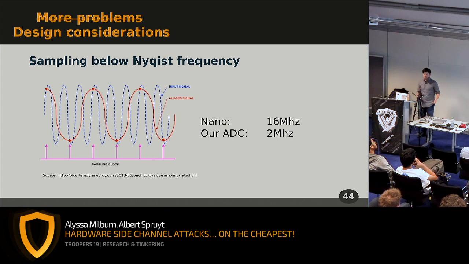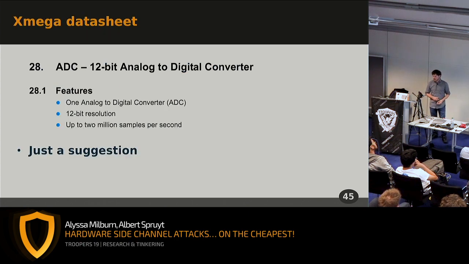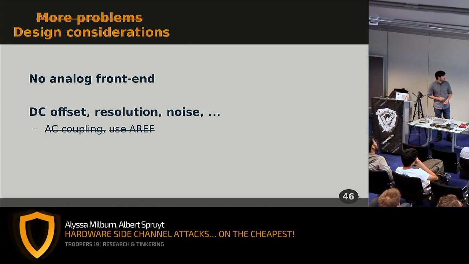So how are we going to solve this? Well, maybe we can just take more measurements. And we can also have a look at the datasheet. It says it has 12-bit resolution, and it does up to 2 million samples per second. It turns out that this 2 million samples per second is just a suggestion. You can also try sampling at 4 megasamples per second, or perhaps 8, which didn't work. Okay, so we're back to more traces.